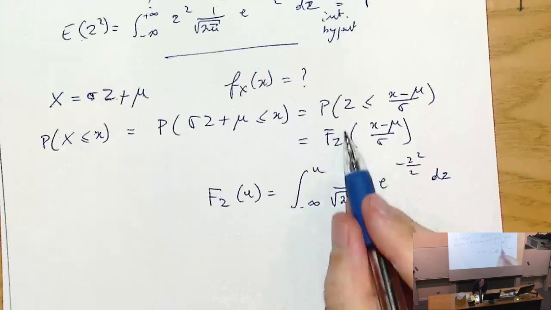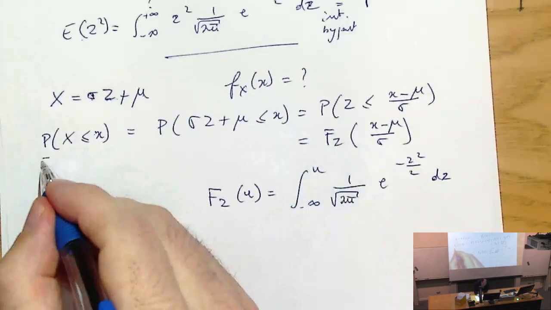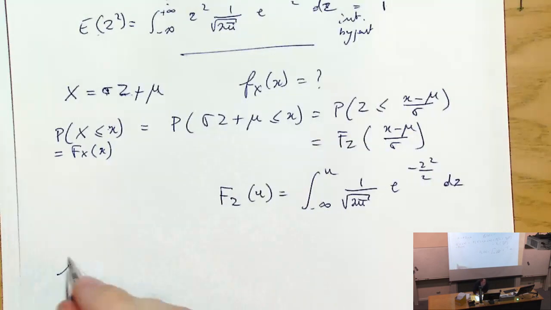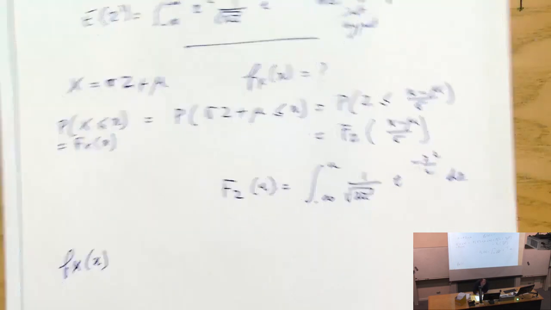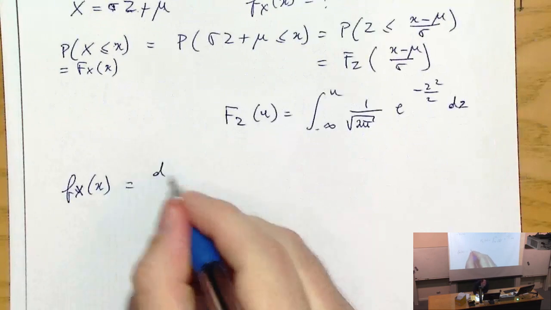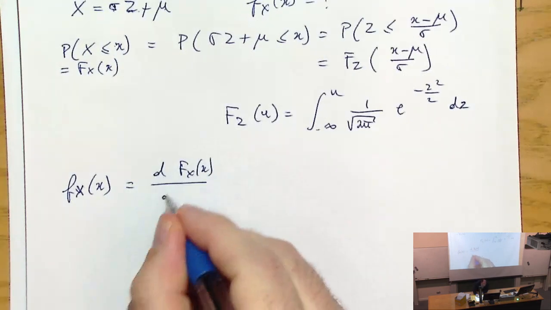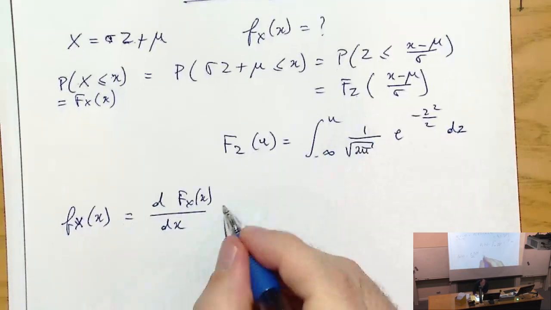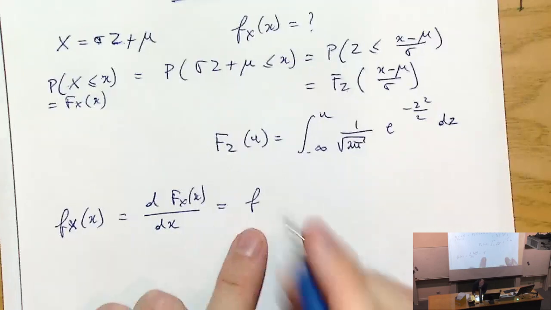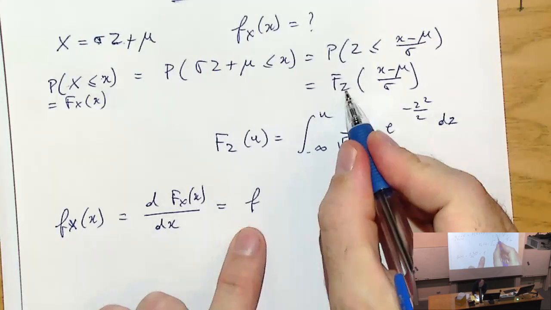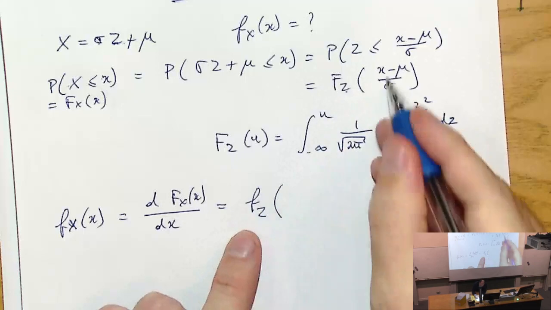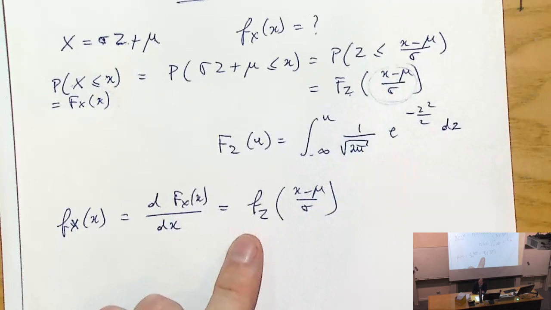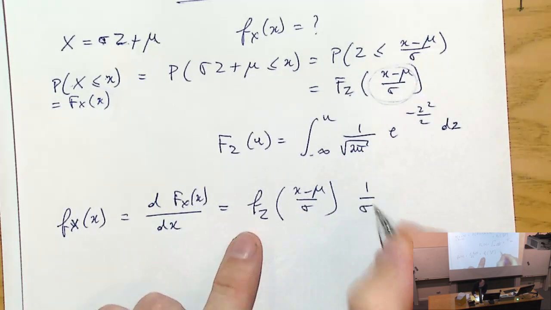Right? Now I have this. This is the CDF of x, evaluated at x. What I'm interested in is the PDF of x. So I can take the derivative of the CDF of x with respect to x. And what I get is the PDF of that standard normal random variable, but evaluated at (x minus mu) over sigma, multiplied by the derivative of this argument with respect to x. So this is 1 over sigma.